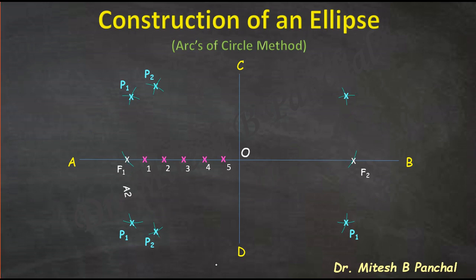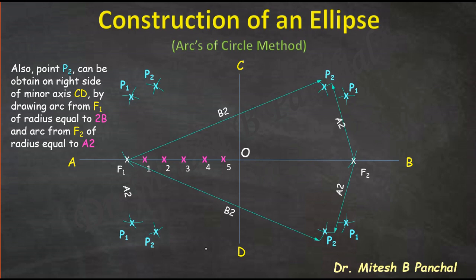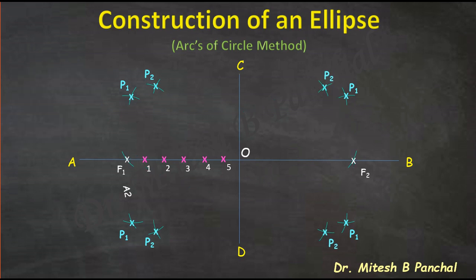Now on the right-hand side of CD, we can also obtain P2 by considering the arc from F1 at a radius 2b and from F2 at a radius A2. Now for P3, consider A3 plus 3b. So here A3 plus 3b equals AB.